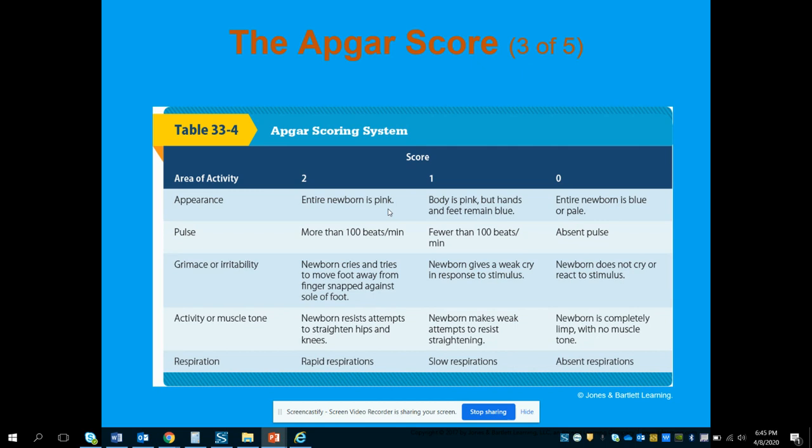So if the baby is completely pink, that would be a 2. Generally, what's pretty normal at the 1 minute and maybe even the 5 minute mark, depending on the baby, is when the body is pink, the core is pink, but the hands and feet have that bluish tint or are cyanotic, and that's okay. But the worst here would be if they are completely blue or pale. Obviously, we talked about the heart rate normal being over 100 beats per minute.